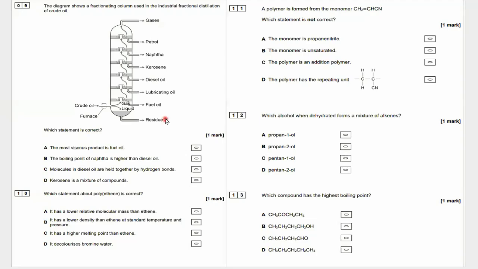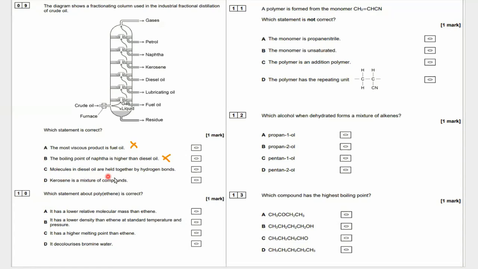Viscous means thick. Well, residue is going to be thicker as it comes out below fuel oil. So that is not correct. Let's look at the next statement. The boiling point of naphtha is higher than diesel oil. Well, no, naphtha's higher up. The boiling points decrease as you go up, and naphtha is two places above diesel oil. So that is another incorrect statement. Let's check the next statement.